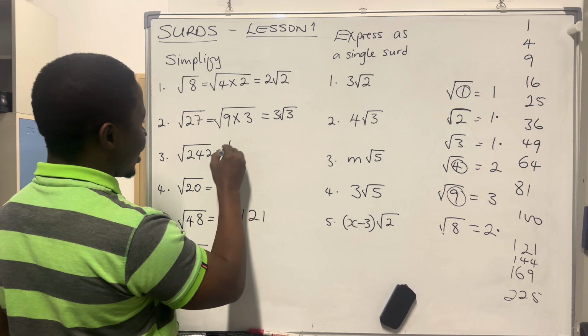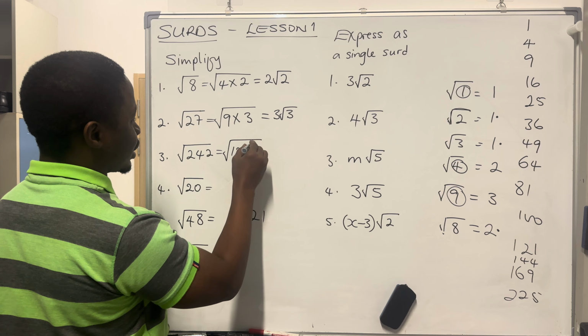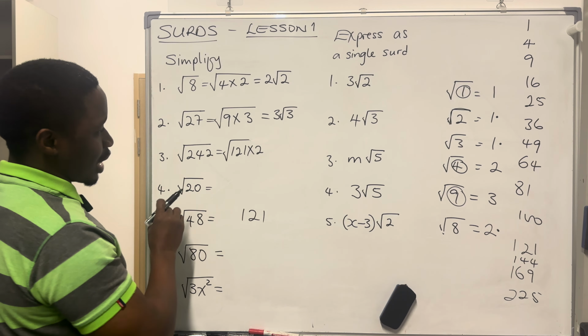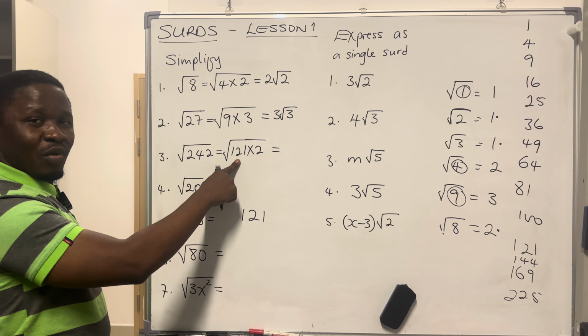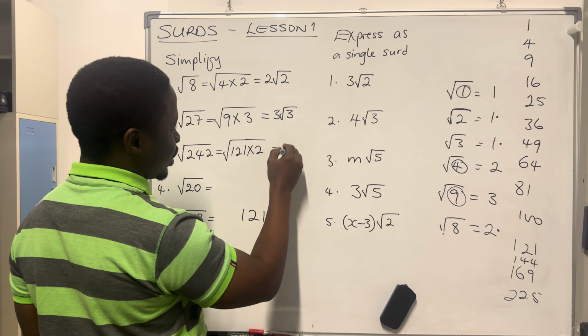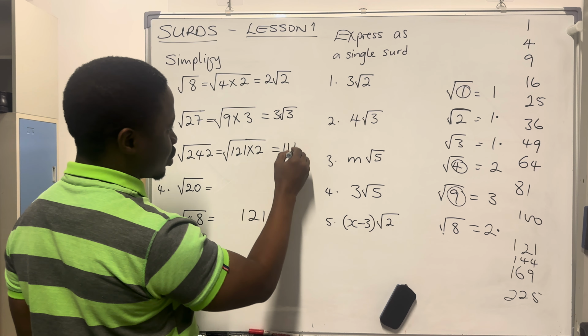Then you can pair 121 times 2. Do not suspend the root like this. Let it cover everything. What is the square root of 121? It is 11. So 11 goes outside, and the 2 remains in the root.